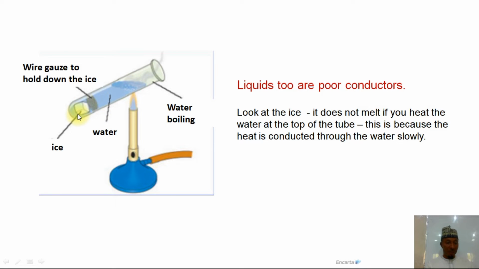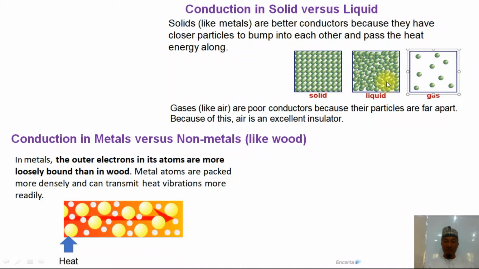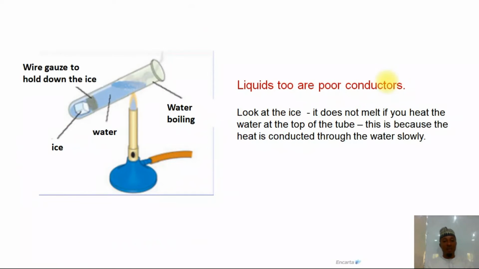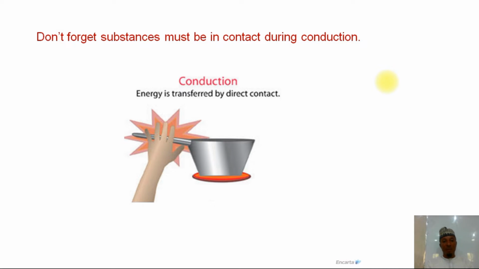We will notice that the ice, in spite of the boiling liquid here, will still be ice for a long time. It will suddenly melt, of course, but it's going to take some time to do that. This shows that liquids are poor conductors, and we have learned earlier that their particles are spaced apart, so the vibrations don't get passed easily like in a solid.